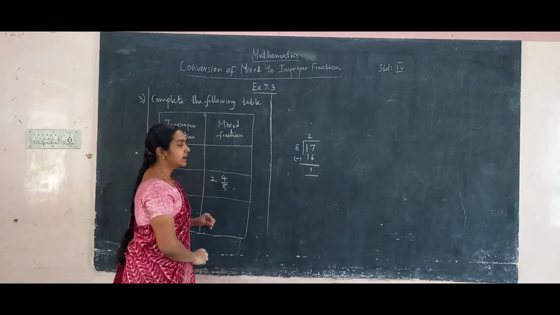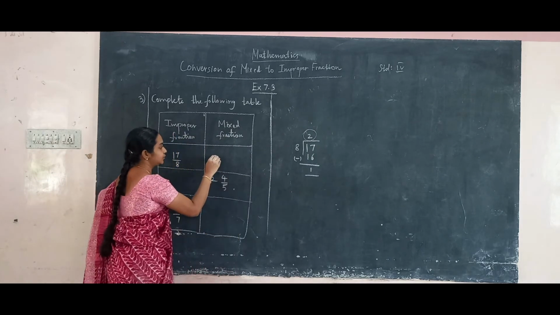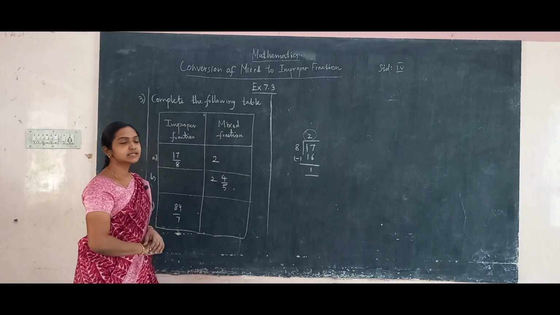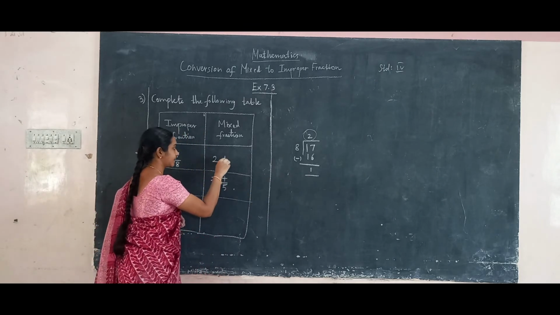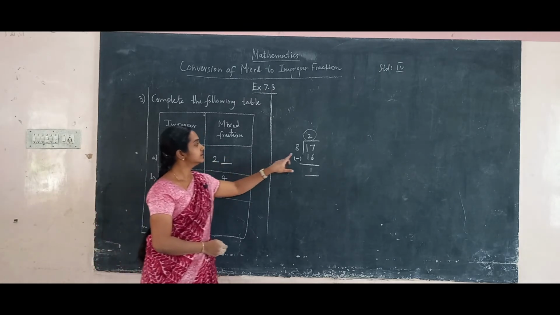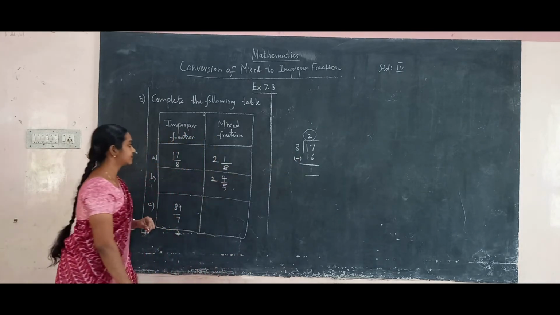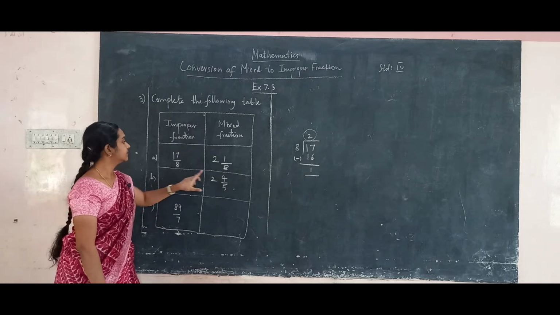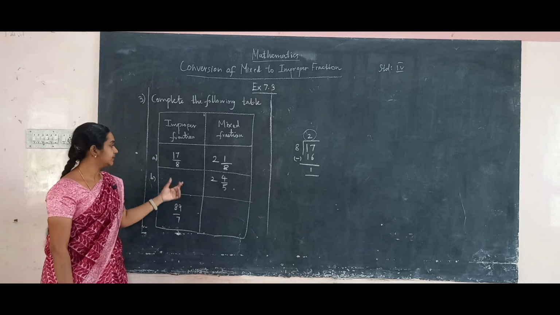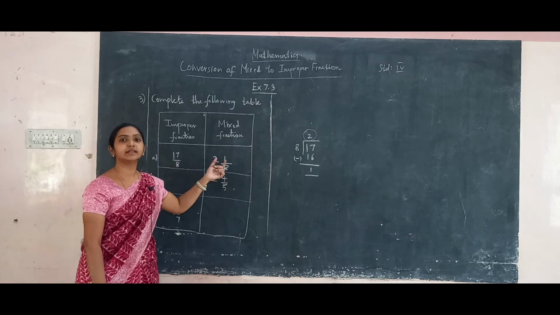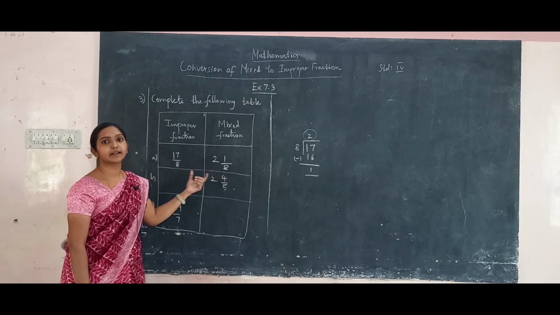Write the number in the quotient as a whole. Write 2 as a whole number. Next, the number in the remainder as numerator and the divisor as 8. You should look into the denominator, both are equal. The denominator will remain unchanged. Only we have to add a numerator and a whole number.